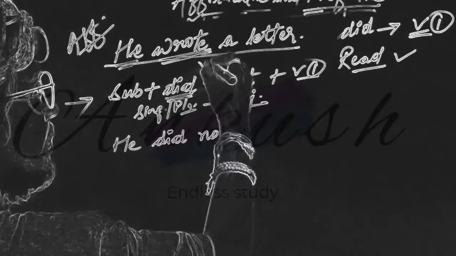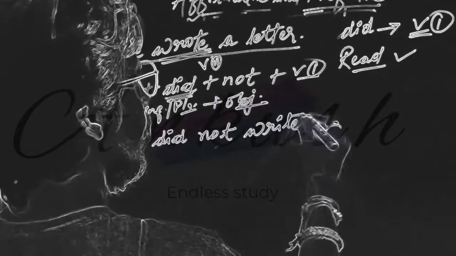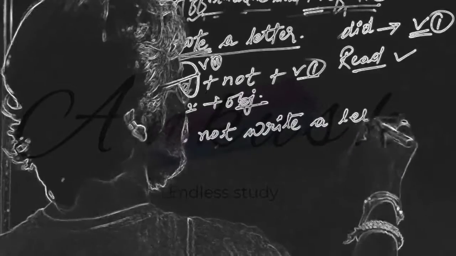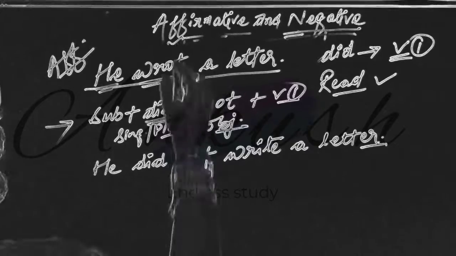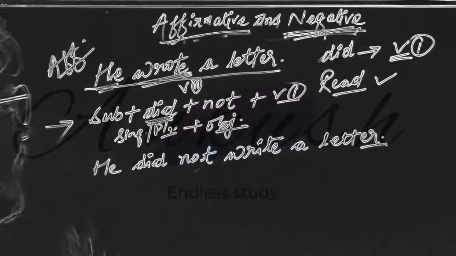This is "wrote". Wrote is the verb second form. The first form of "wrote" is what? Write. He did not write a letter. So I think now you understood what is an affirmative sentence and what is a negative sentence.